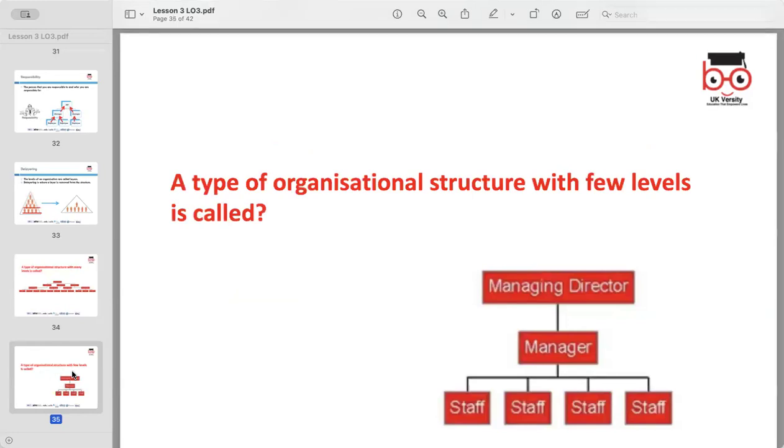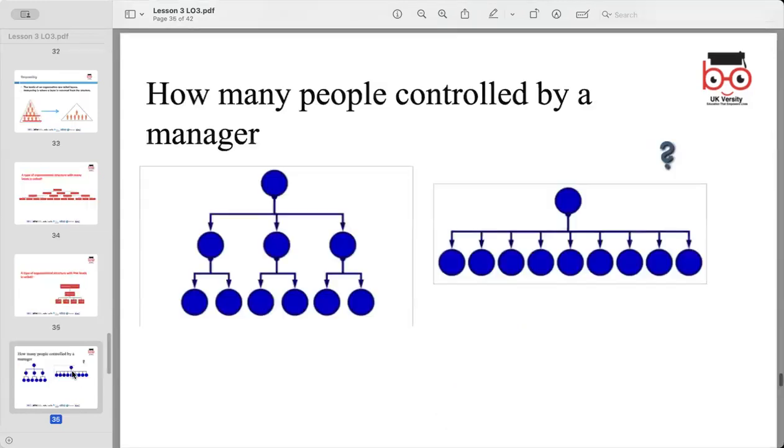Then an organization structure with fewer levels, as we discussed before as well, is the flat structure. These structures feature a limited number of hierarchical layers, resulting in a shorter chain of command and broader span of control. How many people are controlled by managers? So obviously, there are no certain limits in common, but the appropriate span of control depends on various factors, including the nature of work, managerial capabilities, and organizational goals. A manager with a narrow span of control supervises a smaller number of subordinates, allowing for closer supervision and more personalized attention, while those with a wide span of control oversee a large number of subordinates, promoting efficiency and autonomy.